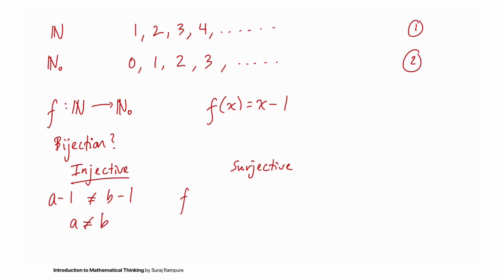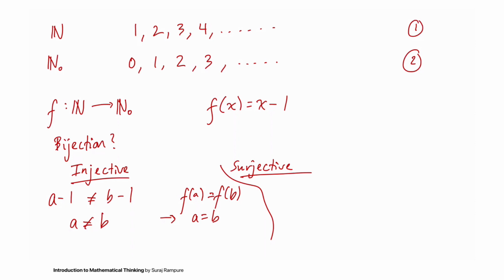I.e., if f of A is equal to f of B, it means that A has to be equal to B, right? Because if A minus 1 is equal to B minus 1, then A has to be equal to B. So this function is indeed injective. Is it surjective now?